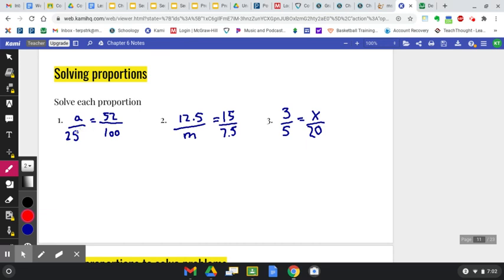But here's how we solve that. So I take cross products, right? 100 times A, and then 25 times 52. That should give me 1,300. And now I divide.